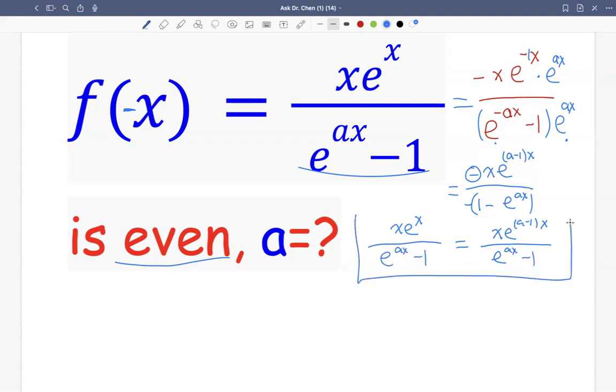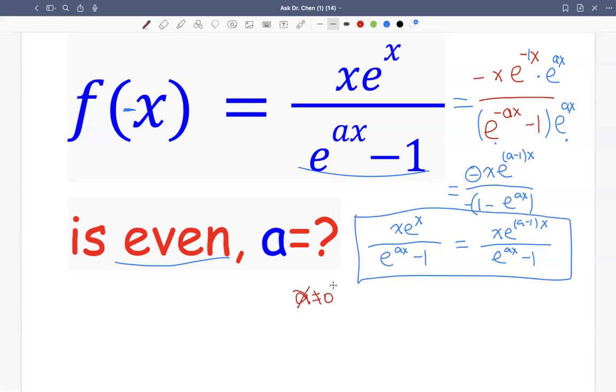So I'll try to solve this equation now. First, we see a will not be 0. Because if a is 0, we get e raised by 0 minus 1 in the denominator. E raised by 0 is 1. 1 minus 1 is 0. That will cause 0 in the denominator, which is not defined in mathematics. So we know x, or a, cannot be 0.